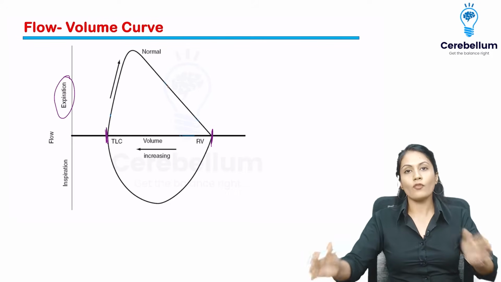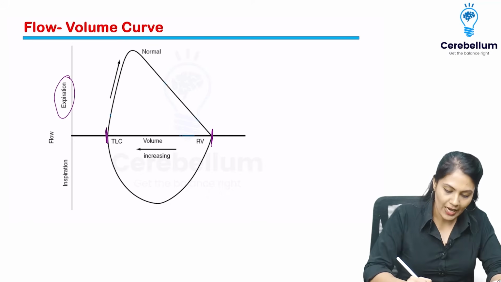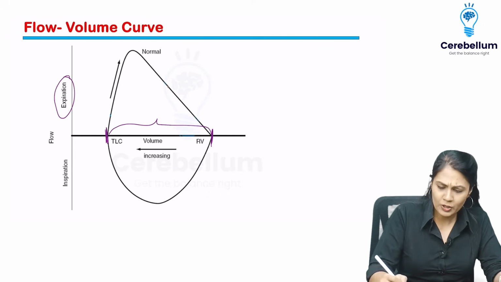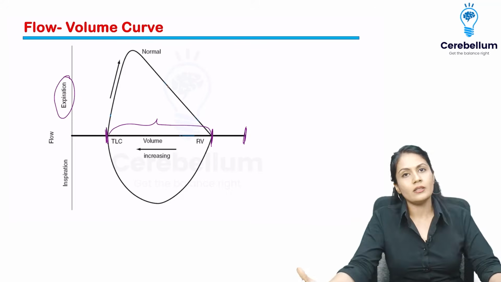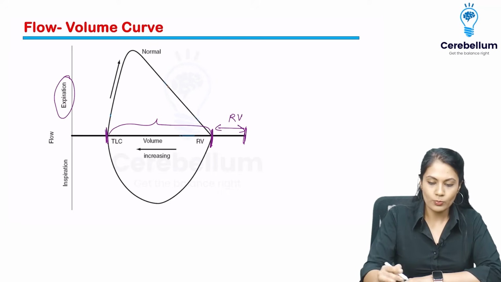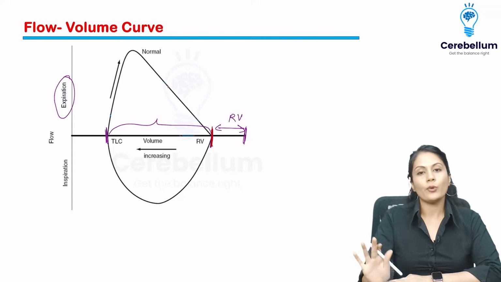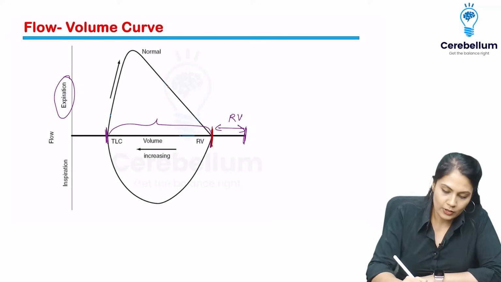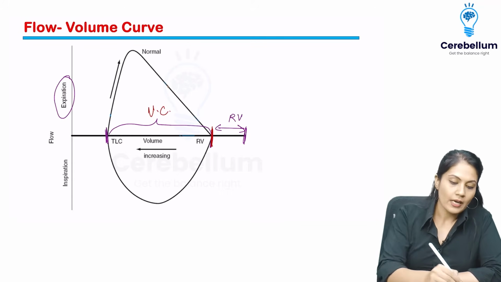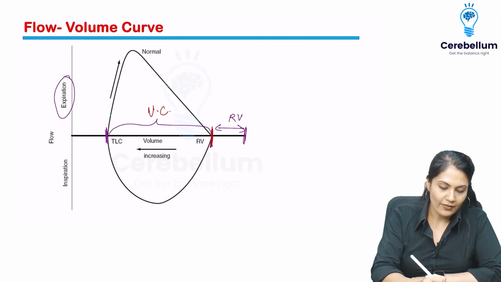So please remember, from the RV to TLC, RV cannot be measured. I don't know what is the end point of it. This is the RV. That means this point I'm showing is going to be the end point of RV. From RV to TLC, it is going to be the vital capacity which will be measured, right? Now, on the top, you are going to have expiration.